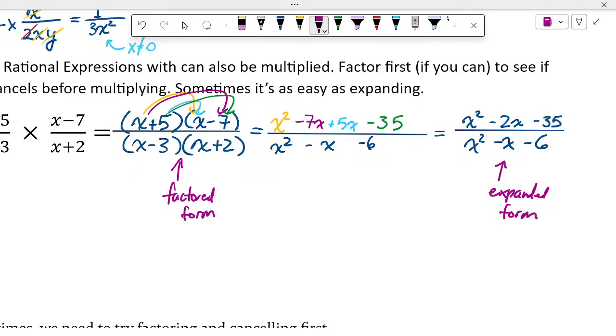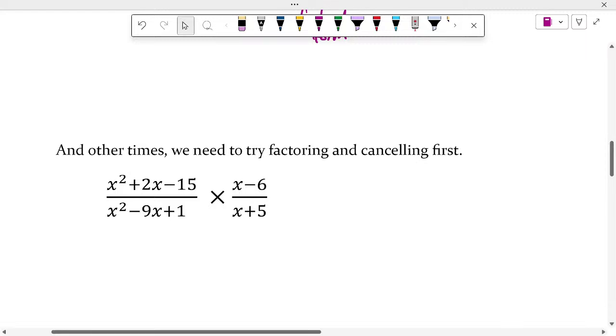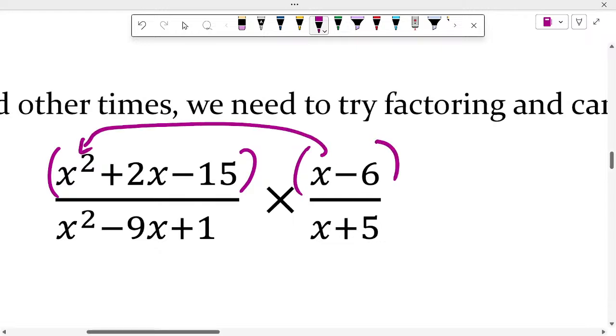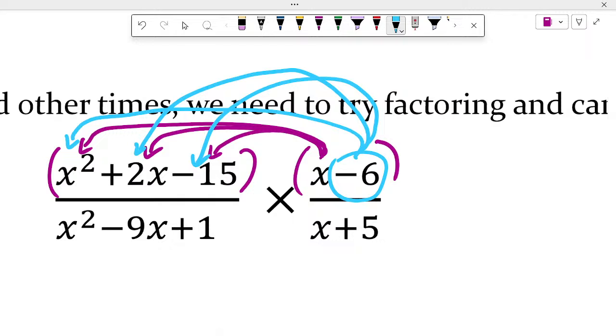Just be aware that these are two different forms of a rational expression. You can have a rational expression in factored form, and you can have one in expanded form. Sometimes we will work with one, sometimes the other, and sometimes we'll have to work with both. With this one here, we could just expand it. If we expanded this, it would get pretty ugly. We would have to do x times x squared, then x times 2x, then x times negative 15, then negative 6 times x squared, negative 6 times 2x, and negative 6 times negative 15. Can we do that? Absolutely. How many terms will we get, specifically?